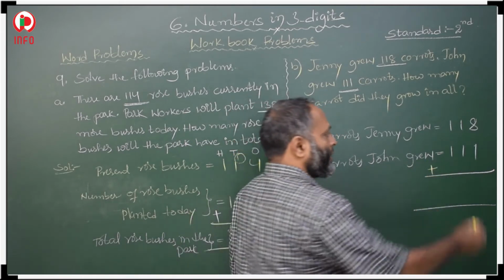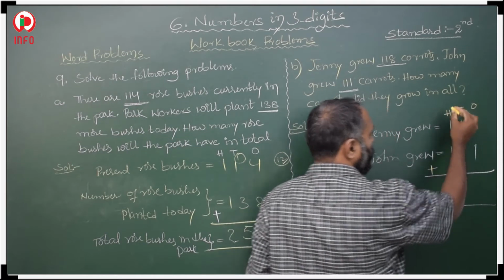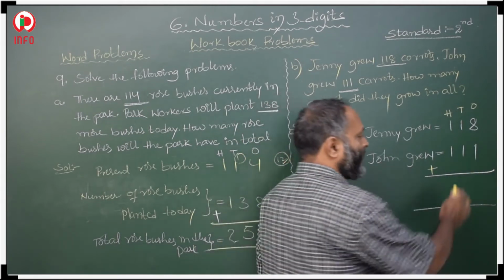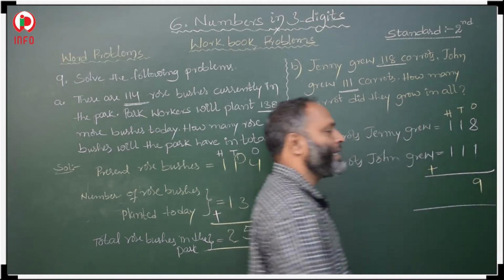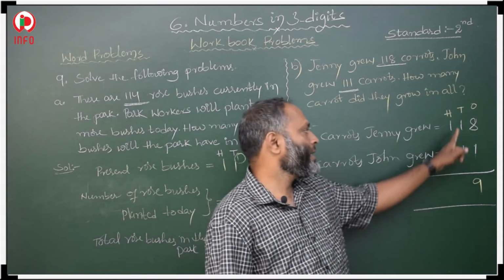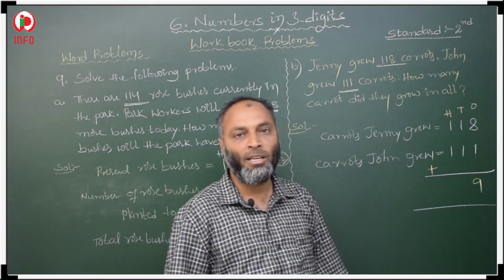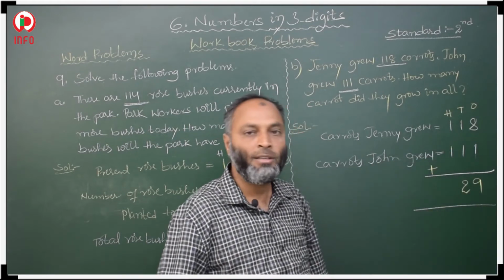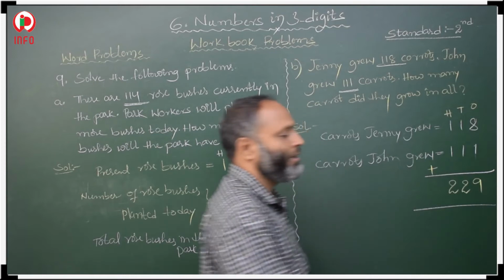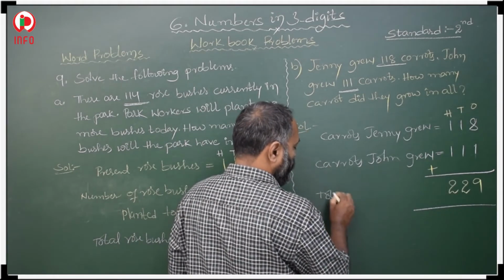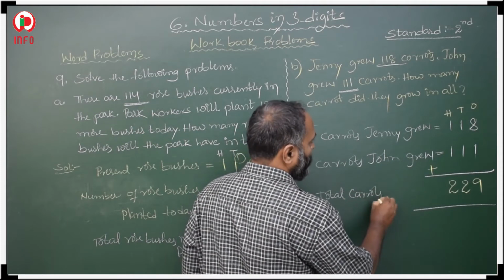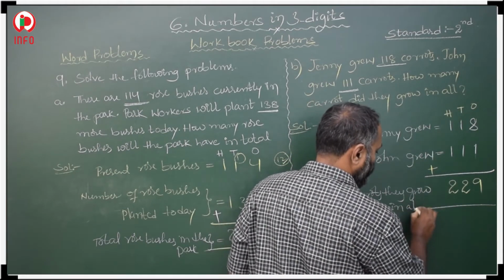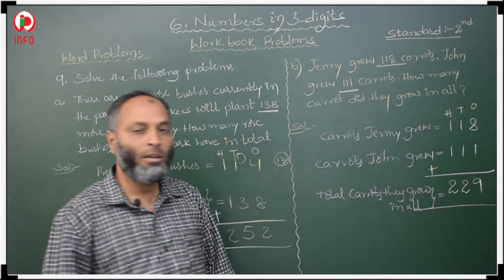Addition. This is ones place, tens place, and hundreds place. First we have to add the ones column. 8 plus 1 is 9. So 9 is a single digit number, so we have to write that as it is in the ones column. Okay. Now in tens, 1 plus 1 is 2. 2 tens. Then hundreds, 1 plus 1, 2. 229. So total carrots they grew in all, this many carrots they grew in all. Okay, so like this we have to find.